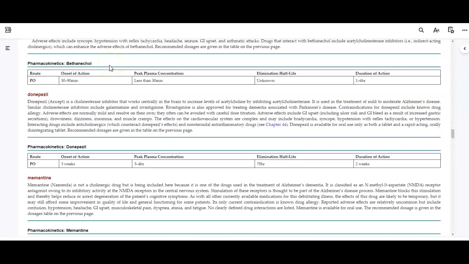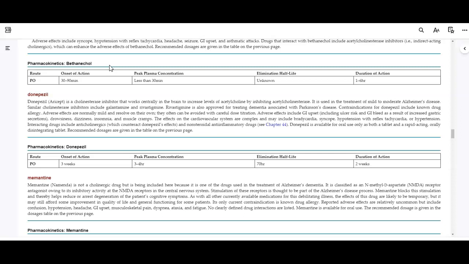My next med is donepezil or Aricept. Aricept is used with our mild to moderate Alzheimer's patients. It can also be used with the dementia in our patients with Parkinson's. And if we titrate it very carefully, the adverse effects are minimal with this drug.